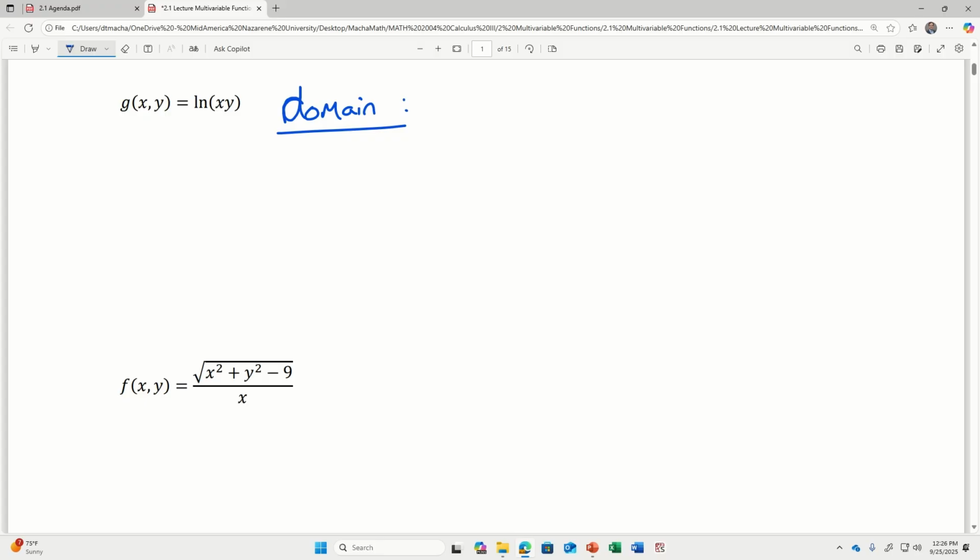So somebody tell me about the natural log function. Let's ignore the x times y part for right now, but what do you know about natural log? I can't take the natural log of anything less than 0, 0 or less. Yeah, I can't take the natural log of 0, and I can't take the natural log of any negative number, right? I can only take logarithms of positive real numbers. And so that means my domain would be the set of x and y such that x times y is greater than 0.